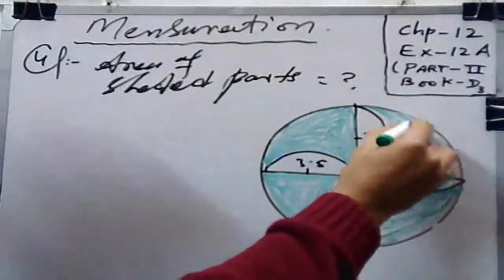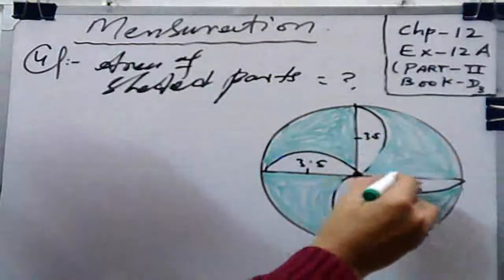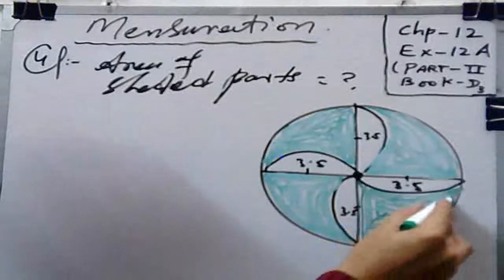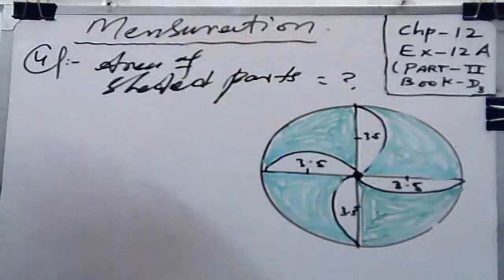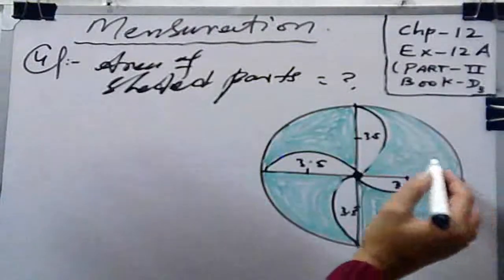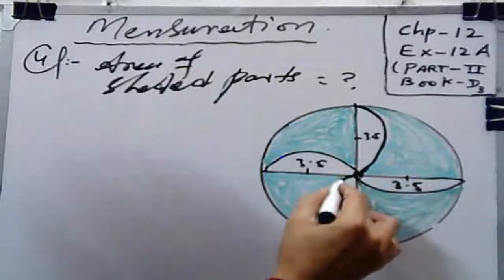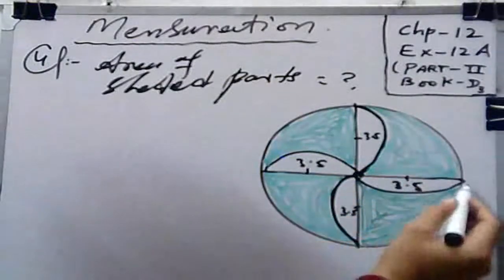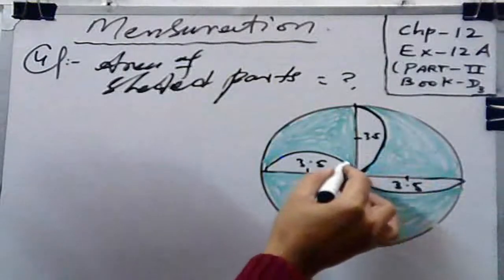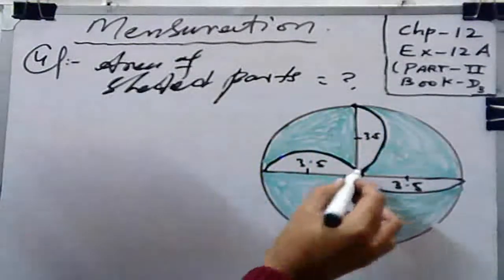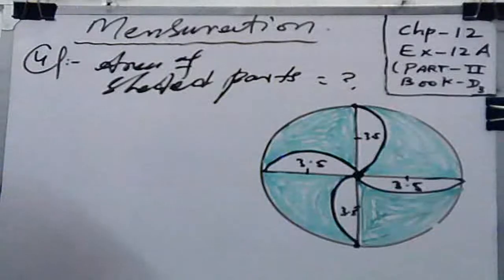So now you have to find this one. I think our shading is a little bit conservative, very good one, because most of the students don't like my drawing. So that's why we are trying to draw beautifully. So that is your given figure. We have to find the shaded portion.